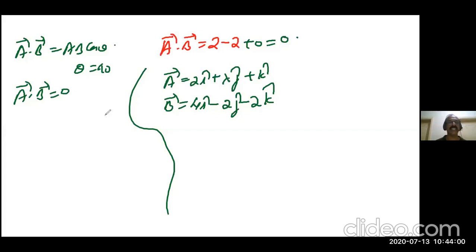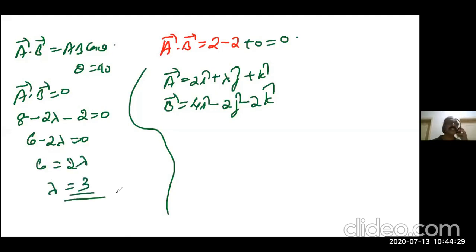This is 8, isn't it? 8 minus 2 lambda, plus minus 2, right? Minus 2, so equal to 0. Now we can say 6 minus 2 lambda is equal to 0. 6 is equal to 2 lambda, lambda equals 3. Lambda is 3. Okay, finished.